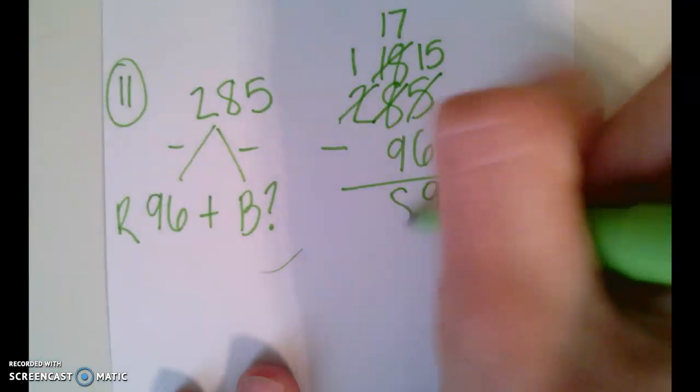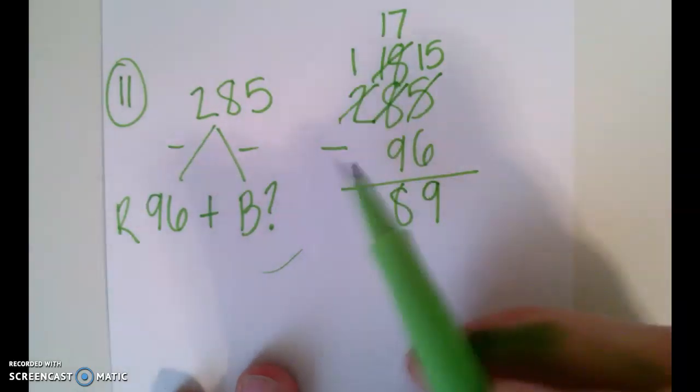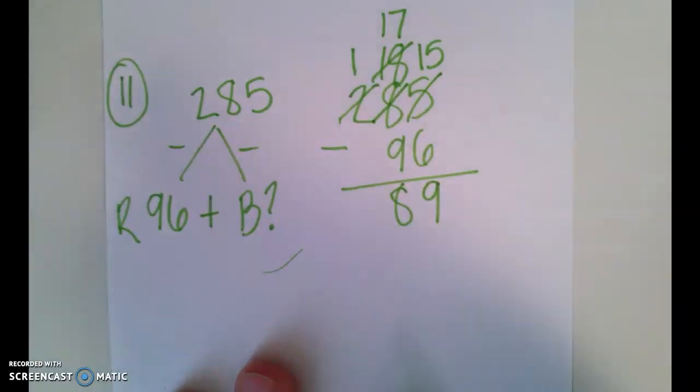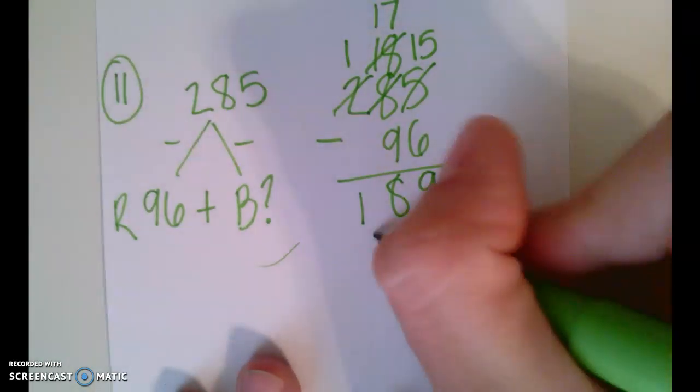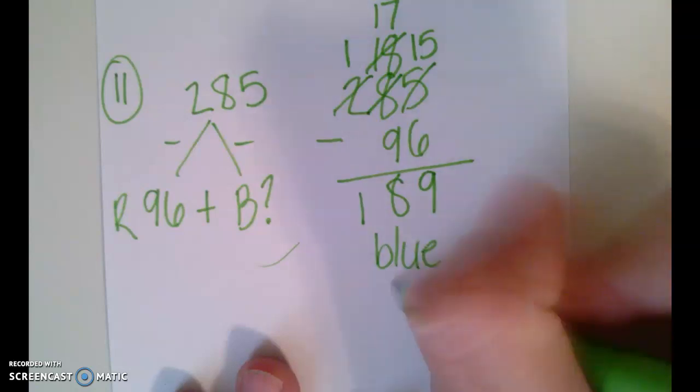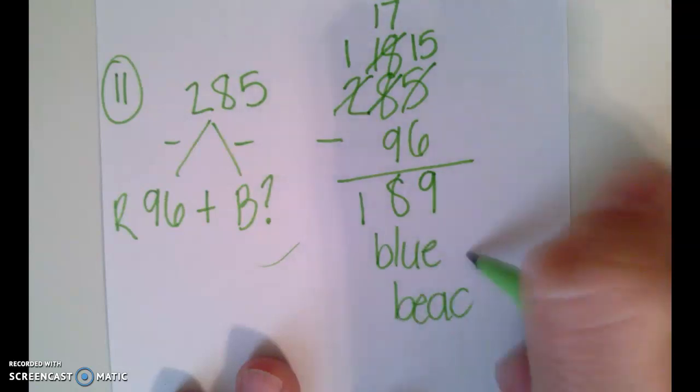8. Okay, and what's 100 minus 0 hundredths? 100. What's my answer? 189 blue beads. Make sure you have your label.